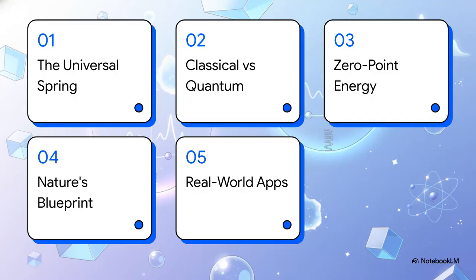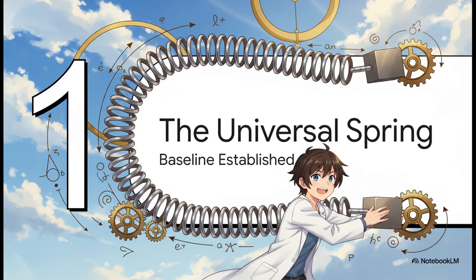Here's our roadmap for this explainer. 1. The universal spring. 2. Classical versus quantum springs. 3. Zero-point energy explained. 4. Nature's favorite blueprint. And 5. Real-world quantum applications. Section 1. The universal spring.